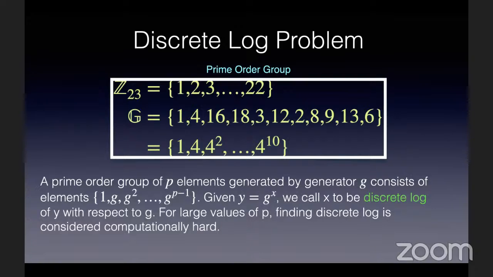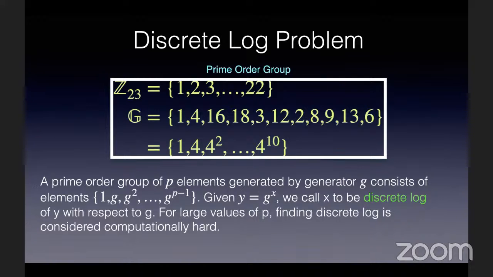So we have 1, 4, and then 4 squared, which is 16. Now, when we do 4 cubed, which is 16 times 4, we get 64, which if we reduce modulo 23, we get back 18. Similarly, 18 times 4 is 72, which again reduced modulo 23 is just 3. We keep doing this, and we'll get this set of 11 numbers.